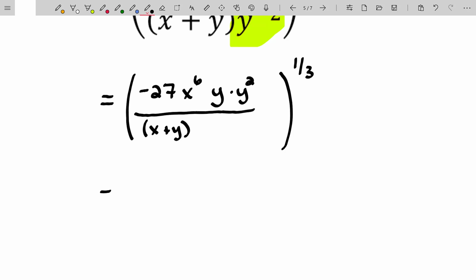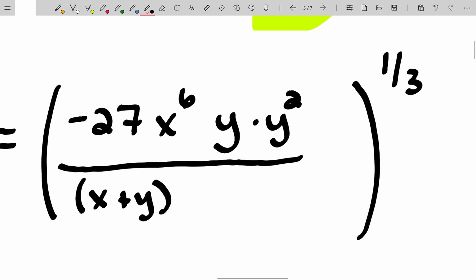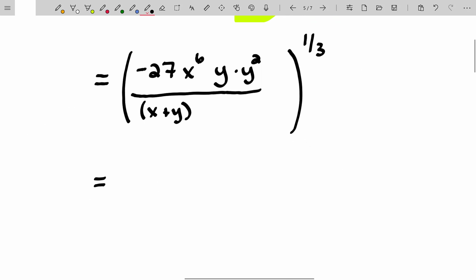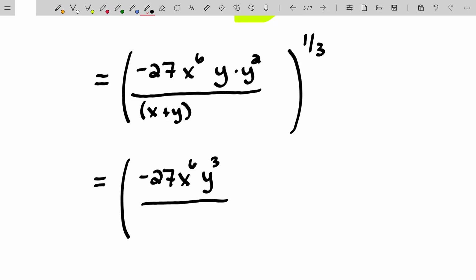All right, continuing forward, I now reassess the situation. Can I simplify that numerator? Yes, I can. I have y to the first times y to the second, that's y to the third, so I'll just write that in here. Negative 27, x to the 6th, y to the third, all over, downstairs, I just have an x plus y. Notice I didn't bother writing the parentheses on that. There's no need. It's not multiplying anything other than 1.